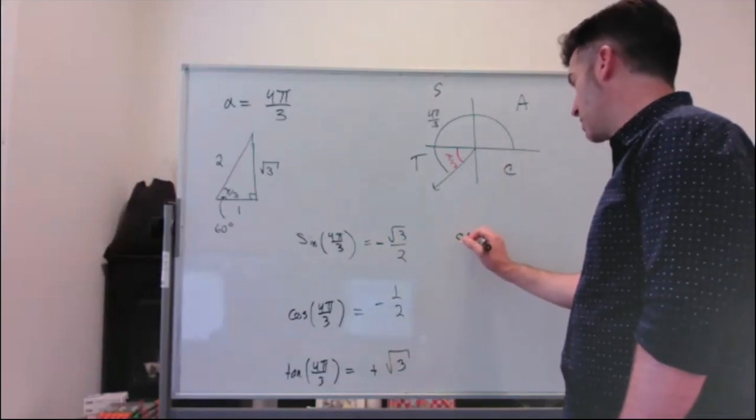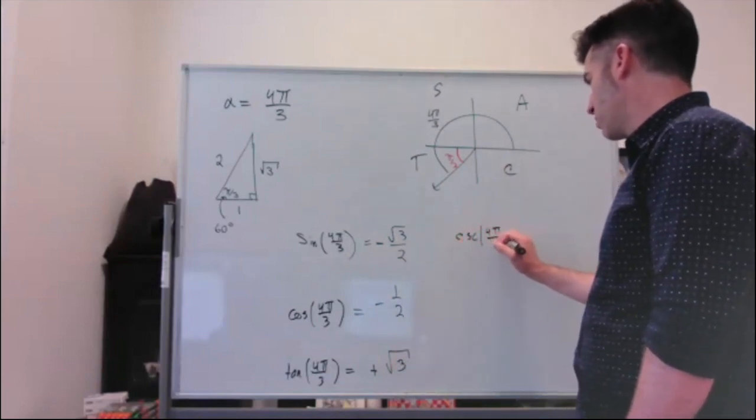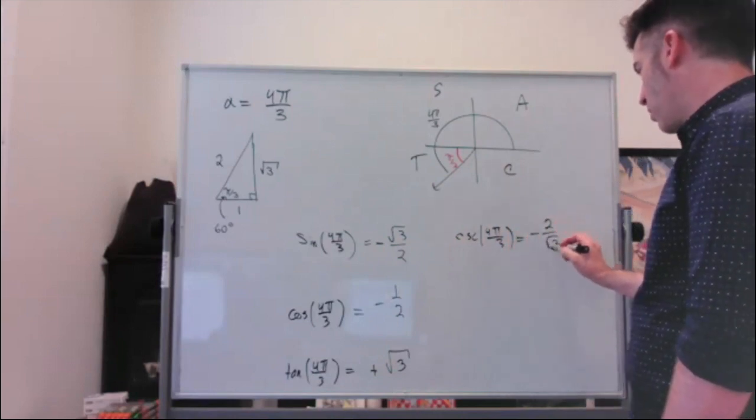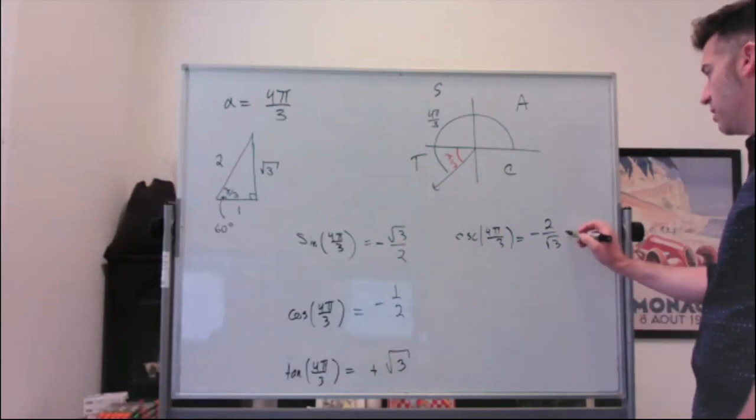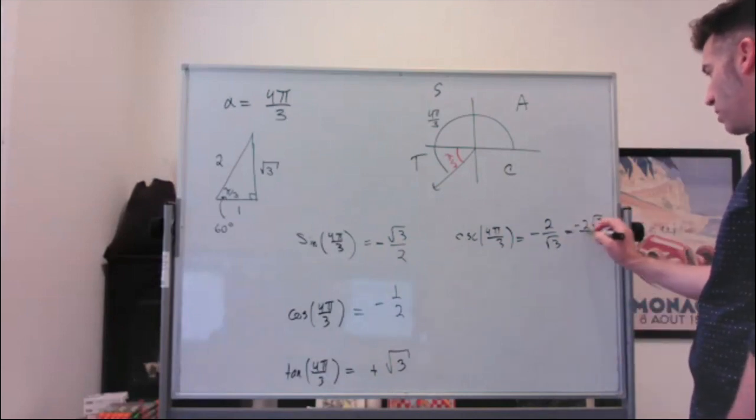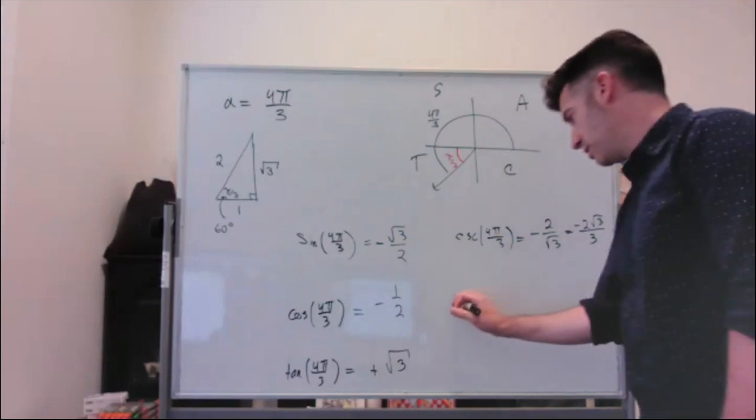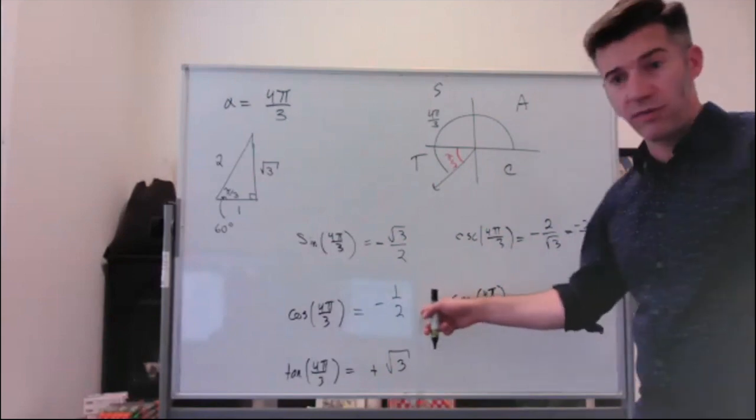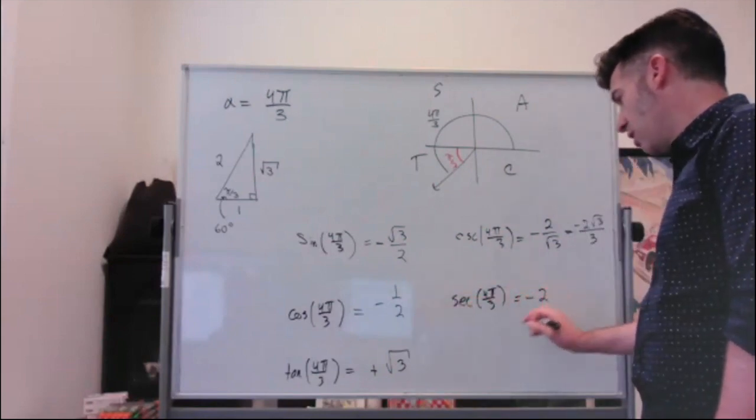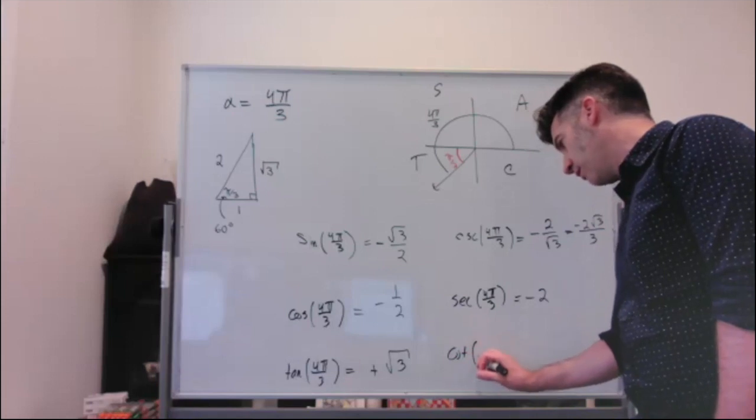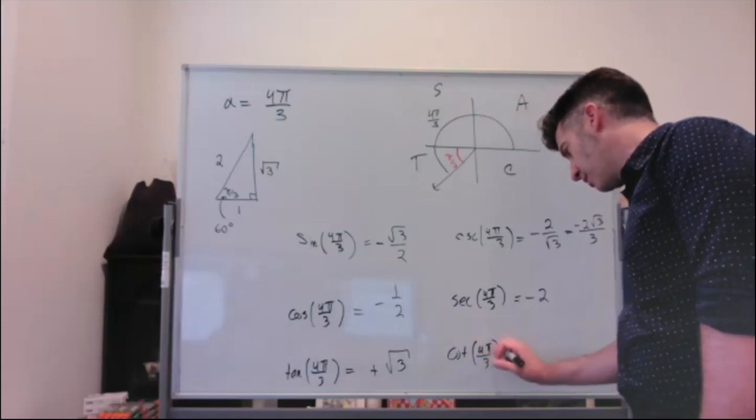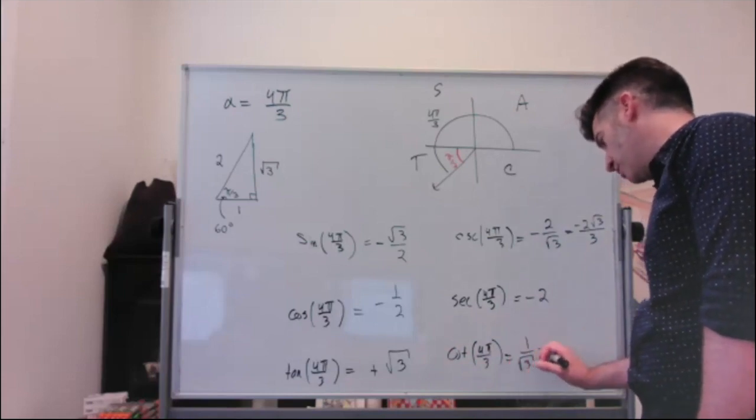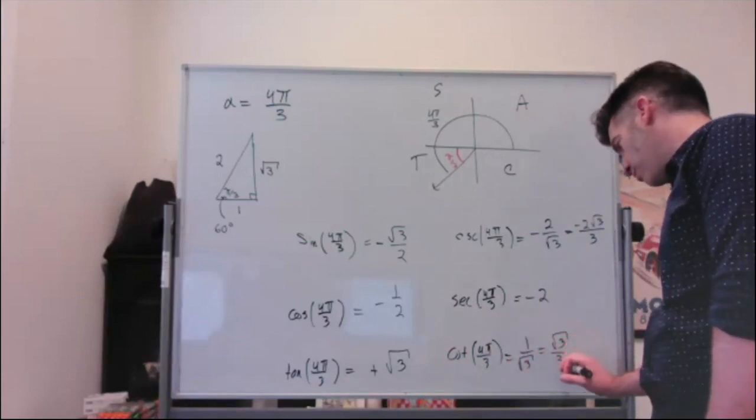So cosecant of 4 pi over 3 is going to equal negative 2 over root 3, which we should definitely rationalize as negative 2 root 3 over 3. And secant of 4 pi over 3 is the reciprocal of negative 1/2, which is negative 2. And cotangent of 4 pi over 3 is the reciprocal of root 3, which is 1 over root 3, which we should also rationalize and get root 3 over 3.